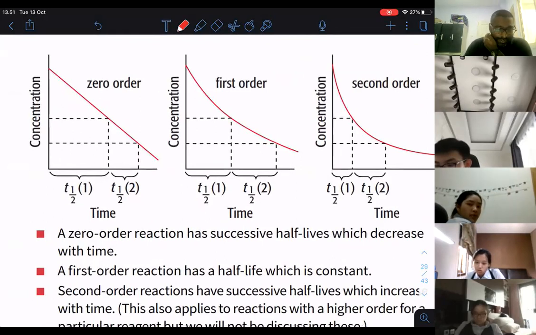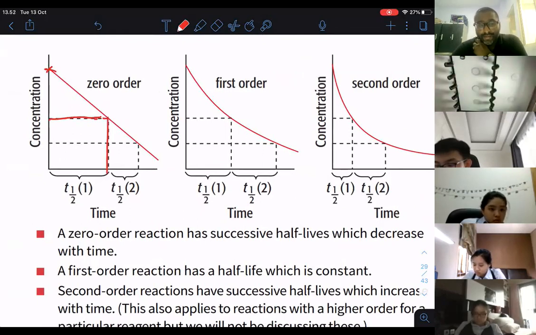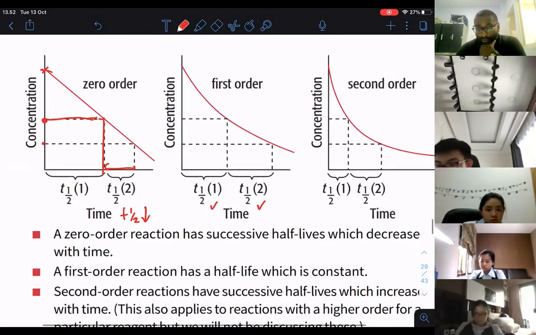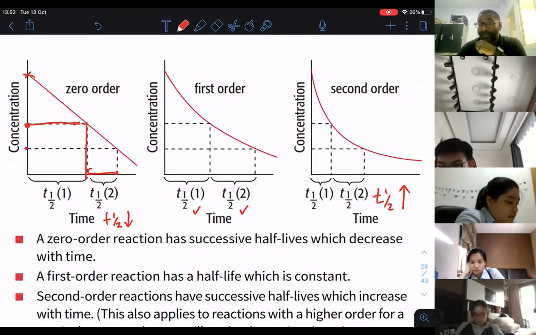If it is zero order, from the top to come to half, this is going to be a half-life. From here to become another half, this is going to be a half-life. You can see the half-life is going to decrease for zero order. But for first order, the half-life is going to be the same, constant. Second order, the half-life is going to be increasing. It will be a longer half-life compared to one another.